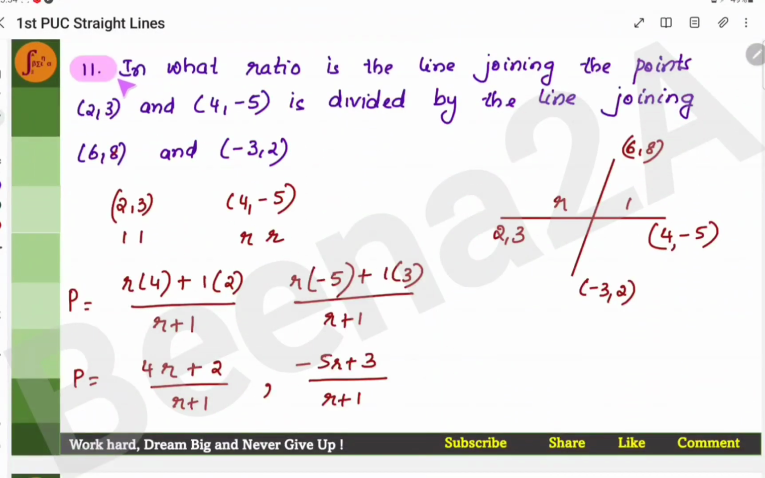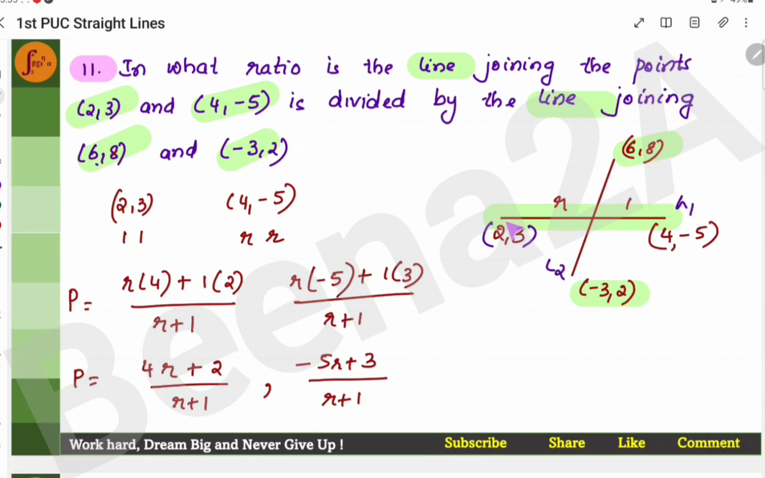Now, this problem: in what ratio is the line joining the points divided by the line joining? So there are two lines, only points are given. There is one line which is joining these 2 points. So let's draw this line. Right, there is one line which is joining these 2 points. There is also another line joining these 2 points, 6, 8 and minus 3, 2. This is, let's say, L1. This is L2.